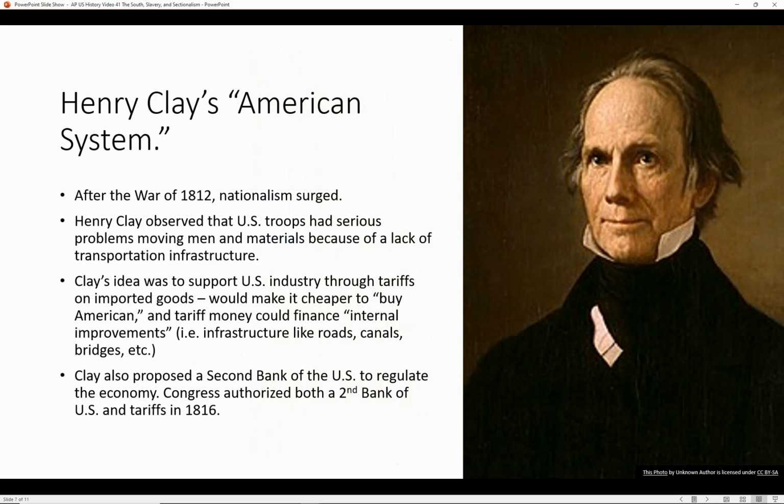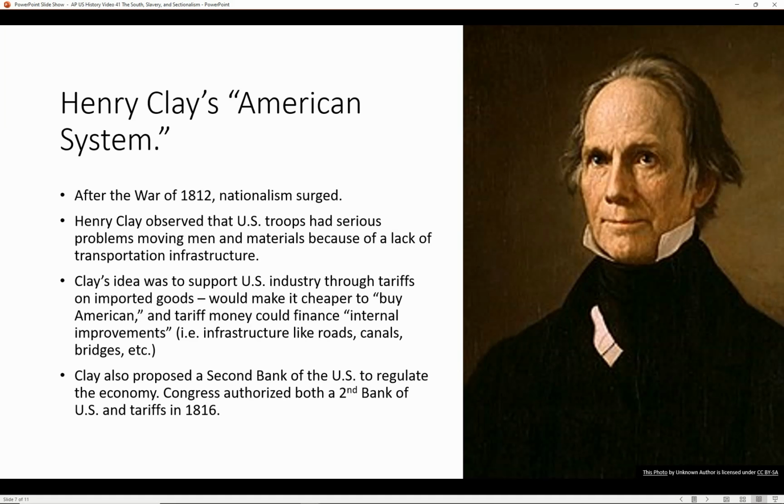After the War of 1812, nationalism surged because the U.S. had just won a war. Henry Clay observed that U.S. troops had serious problems moving men and materials because of a lack of transportation infrastructure. So Clay's idea was to support U.S. industry through tariffs on imported goods. That would make it cheaper to, in quotes, "buy American," that is, buy things that were made in the United States rather than importing goods from other countries that would fulfill the same needs.